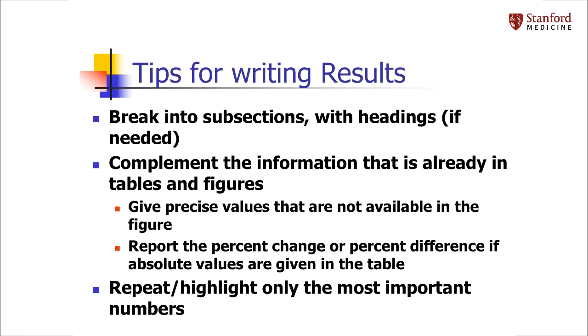You can repeat or highlight the most important numbers from the table. For example, if your study is a randomized, placebo-controlled trial of a new drug to reduce blood pressure, then the main point of the study is to estimate the difference in blood pressure reduction between the drug and placebo groups. So that number probably belongs in the text. You want to highlight it.